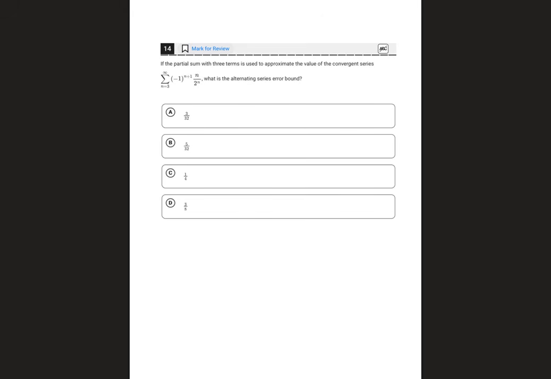Okay, so if the partial sum with 3 terms is used to approximate the value of this convergent series, what's the alternating series error bound? Okay, so if you're going to use the first 3 terms of this series, you can see this series starts when n equals 3. So the first 3 terms will be when n equals 3, 4, and 5. Okay, so the first unused term is when n equals 6. So that's what we'll do. Plug in 6 into that.